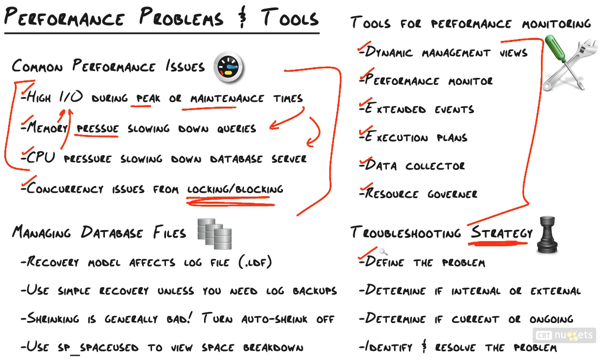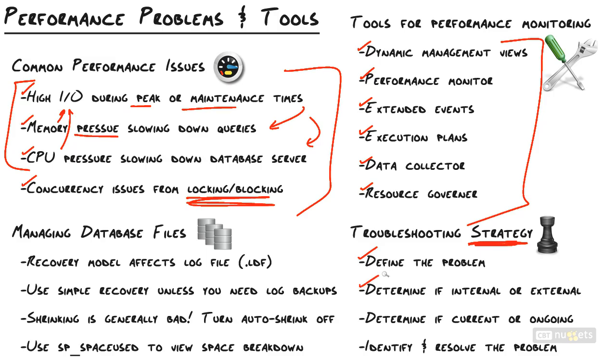First thing you should do is just define the problem. And this could be tough to do. It could be as general as everything's slow or the system is unresponsive, to as specific as, we have a locking problem going on in this table. So define the problem first. It's a great starting point.